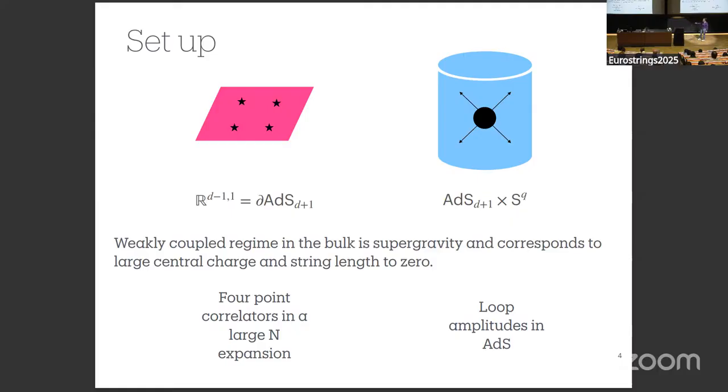We discussed a large central charge, or large n, because the central charge is proportional to n, and the string length going to 0, which is what I said already. So in particular, if we consider 4-point correlators in a large n expansion on the conformal field theory side, this corresponds to loop amplitudes in AdS, for the same reason I said before. We said that n is proportional to inverse powers of G string. So each time we take a large n expansion on the CFT side, we are probing a loop expansion in AdS.